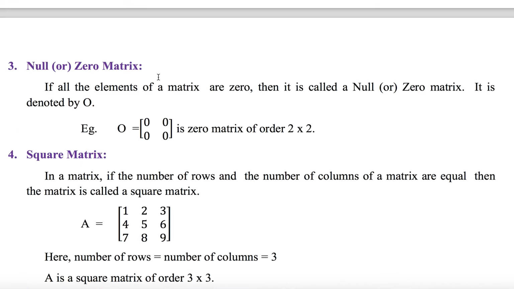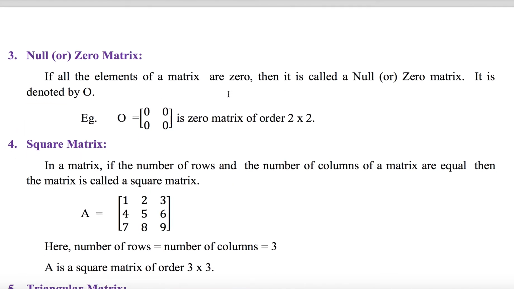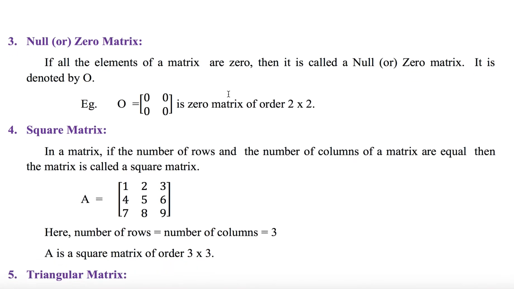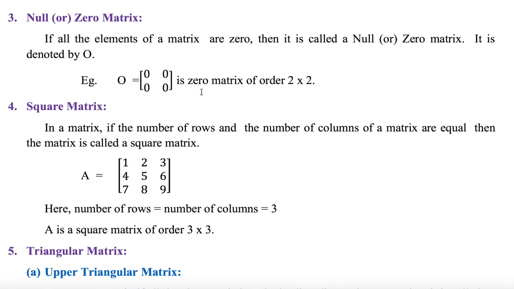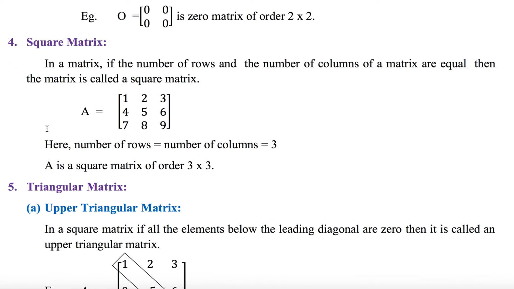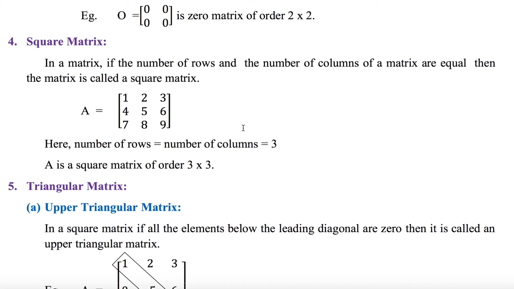Null matrix is the zero matrix. If all elements of the matrix are 0, then it is called a null or zero matrix. It is denoted by O. This is the zero matrix of order 2 by 2. Square matrix: if the number of rows and the number of columns of a matrix are equal, then it is called a square matrix. In this case it is 3 by 3.